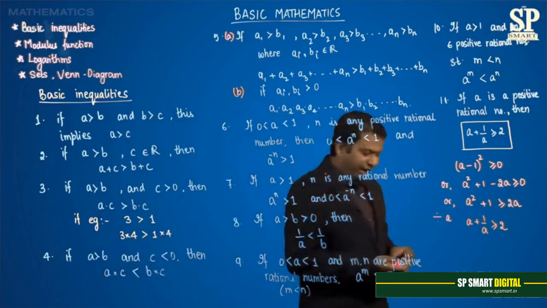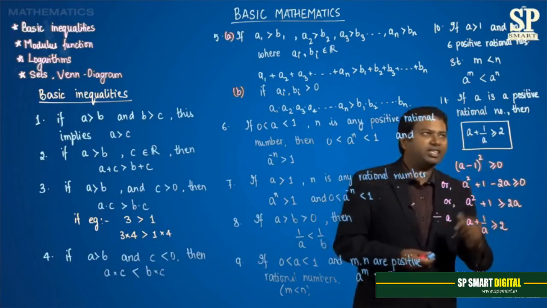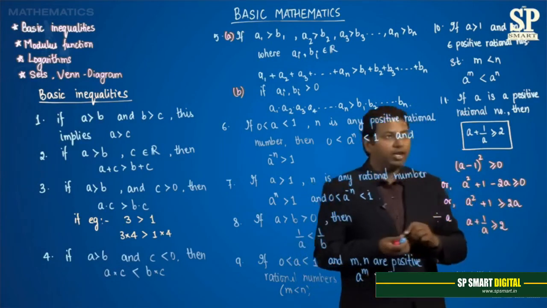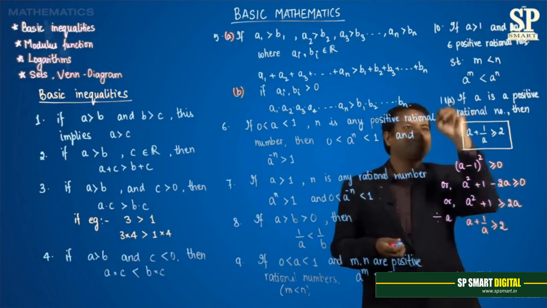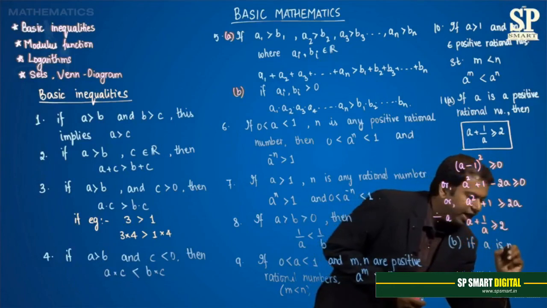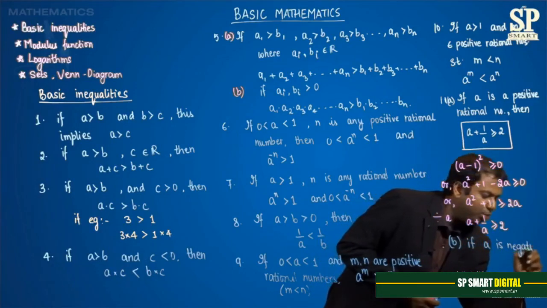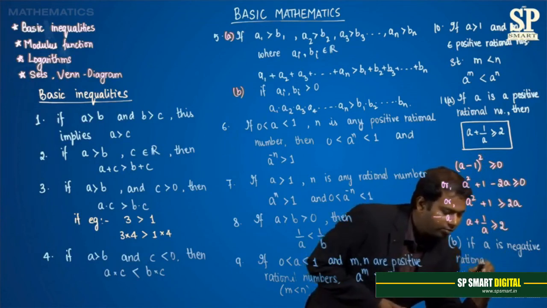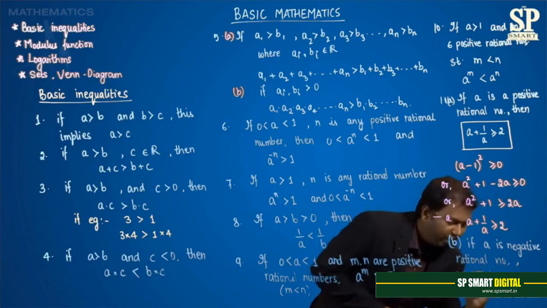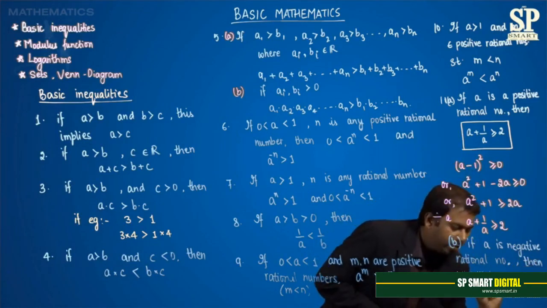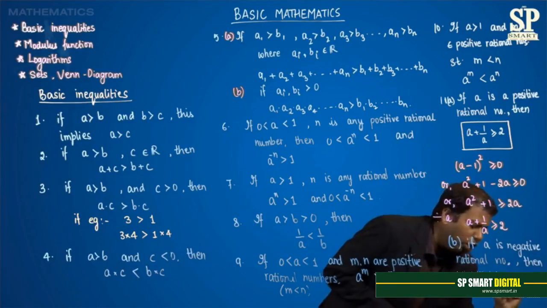So that is how we prove a plus 1 upon a is always going to be greater than or equal to 2. Now you might also ask, what would be the case if a is a negative rational number? So here is part B of this property. If a is a negative rational number, then a plus 1 upon a is always less than or equal to minus 2.